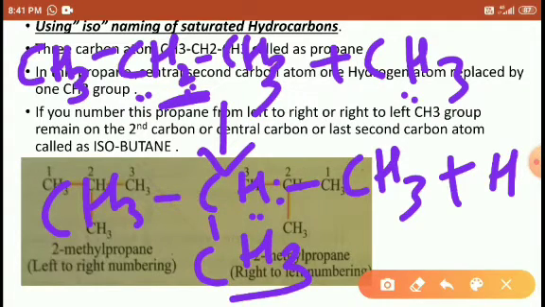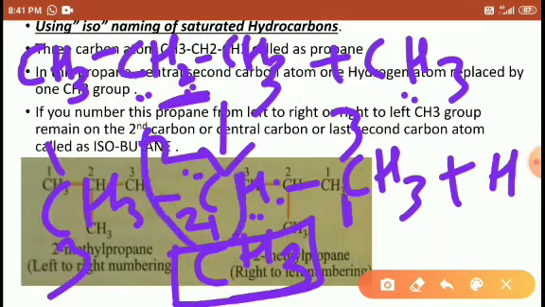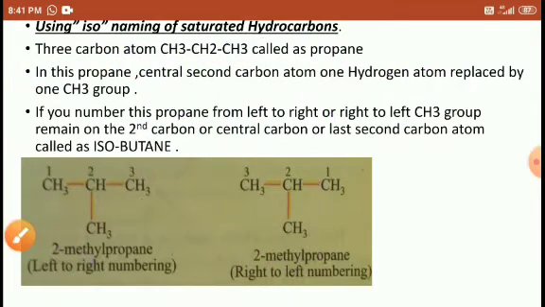So in this compound the common name uses iso first. Why do we use iso? Because if a CH3 group is attached to the second-last carbon atom, it is called iso. The CH3 attached to the second carbon from the end is called iso. Look here, 1 2 3, it is on the second position only. So that's why it is known as iso.